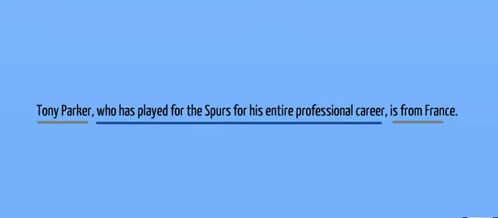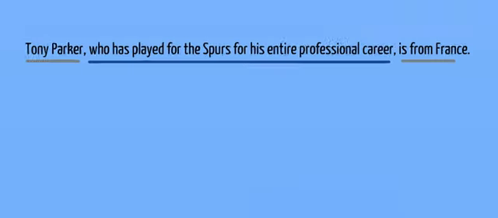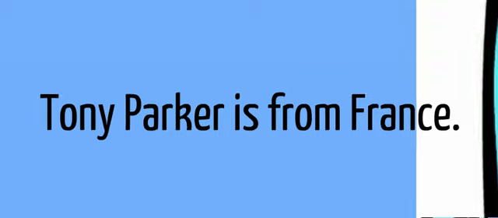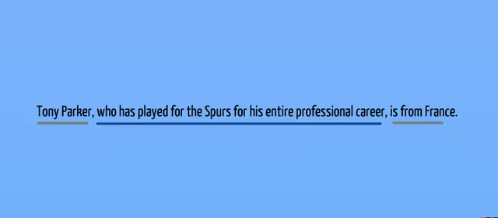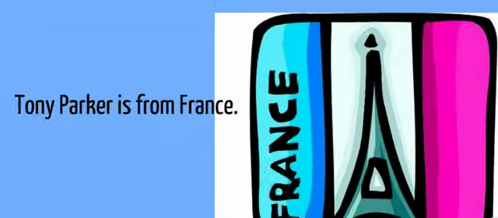However, when we add the appositive, who has played for the Spurs for his entire professional career, gives a lot of extra information about Tony Parker that makes this, number one, a more interesting sentence, but number two, it gives more detail for your readers. Tony Parker is from France as compared to Tony Parker, who has played for the Spurs for his entire career, is from France. As you can see, we use the commas to set off the information that's just over the top. It's extra, more detail that's not necessary for the meaning of the sentence, but it does make your sentence more interesting.